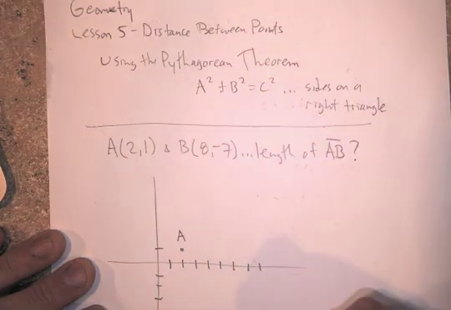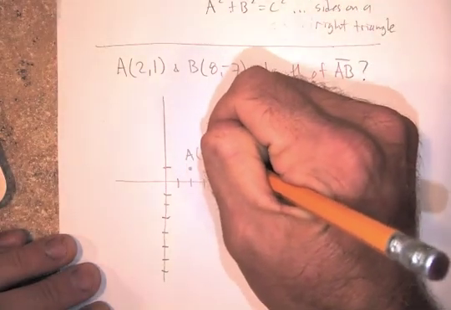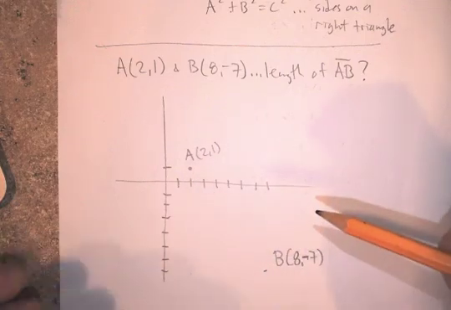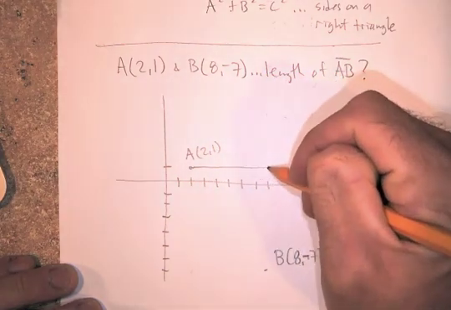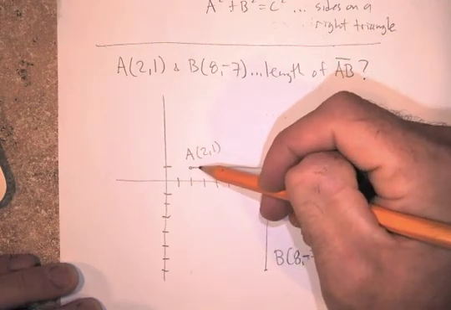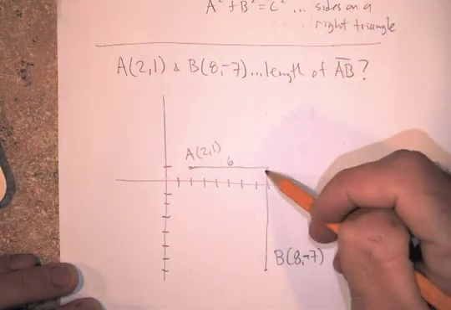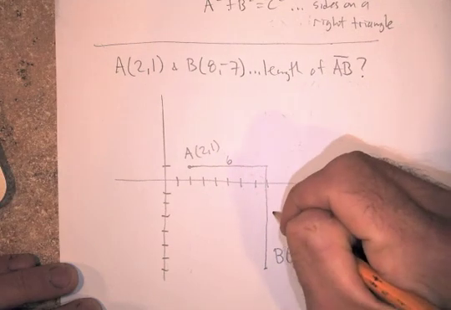Okay, (8, -7) is here. A is at (2, 1). What you're going to want to do is go straight over and straight down, or straight down and straight over. It really doesn't matter which way you do it, you're going to get a triangle either way. If I went straight over and then straight down, and see how far that is: 1, 2, 3, 4, 5, 6 units here, and 1, 2, 3, 4, 5, 6, 7, 8 units down here.